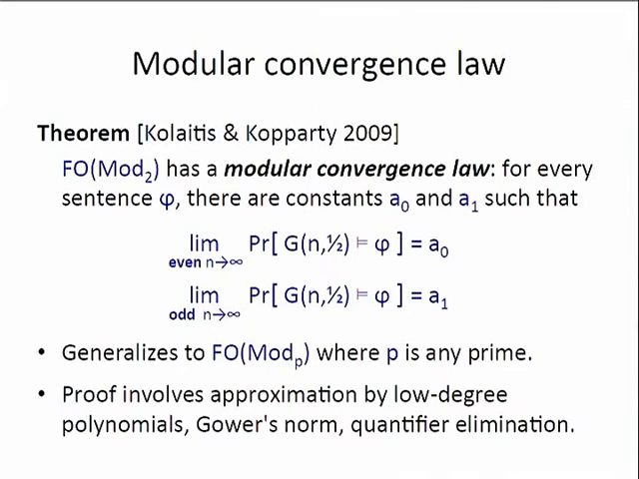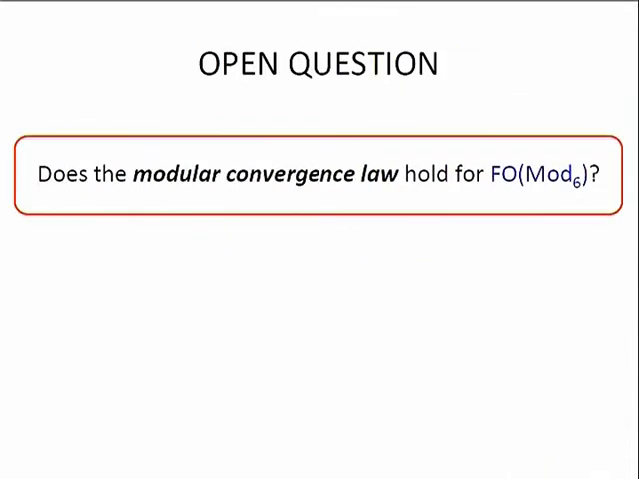So there are two limits, and this result actually holds for any mod p quantifier, for p being any prime, in which case you get p limiting probabilities. The proof is very nice because it combines techniques from complexity theory and algebra, as well as logic. In particular, it involves approximation by low degree polynomials, the Gowers norm, and quantifier elimination. So that's a very nice result. One open question coming out of that work is whether there exists a similar modular convergence law if, rather than a mod p quantifier for some prime p, we have, for instance, a mod 6 quantifier, or any composite number. Indeed, any prime power is also open.